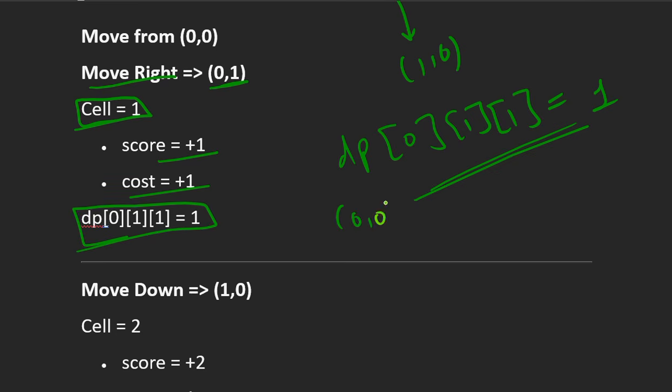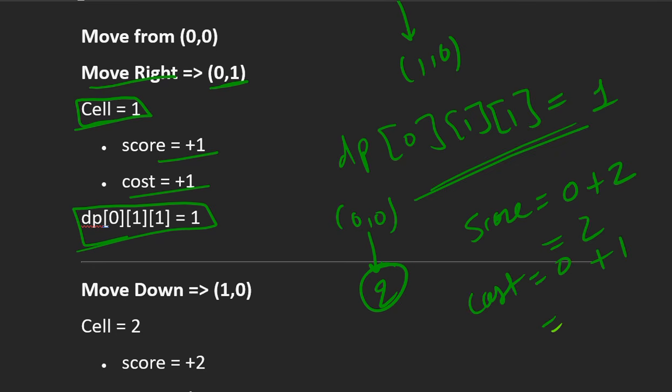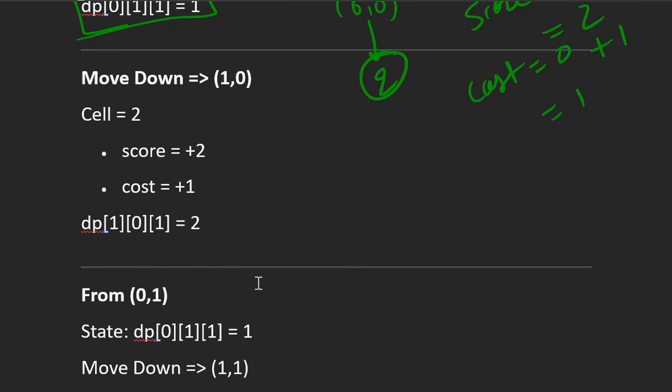Then from 0 comma 0 we move down to the cell 1 comma 0. At 1 comma 0 the value is 2. So now, the earlier score is 0 and the current score is 2, so the score has become 2. The earlier cost is 0 and the current cost is 1, so the cost is 1. So what we store is dp of 1 comma 0 with cost 1, and the score is 2. So now currently our dp has these three things. At 0 comma 0 it is 0, here the score is 1, here the score is 2.